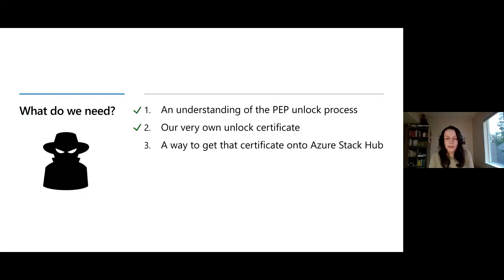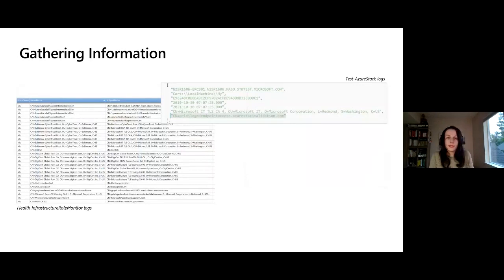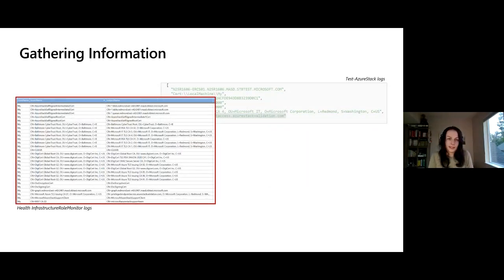So now what? We have the certificate, including its public key, private key, and the root certificate that signed it, but it's not in the Azure Stack Hub stamp just yet. Remember, we need the public key version of our fake PEP certificate to be on the ERCS machine so that the break glass request token is generated with our certificate, one that we can generate a matching response token for. To get a clue for how to do this, let's go back to the logs we gathered earlier. Specifically, this log right here, where I can see details about my external certificates.